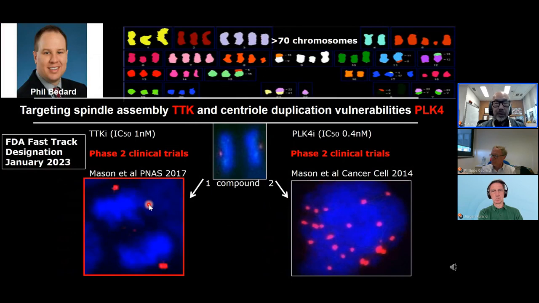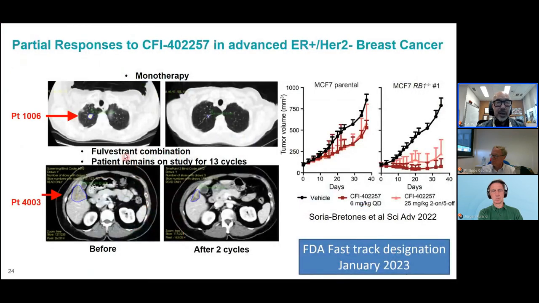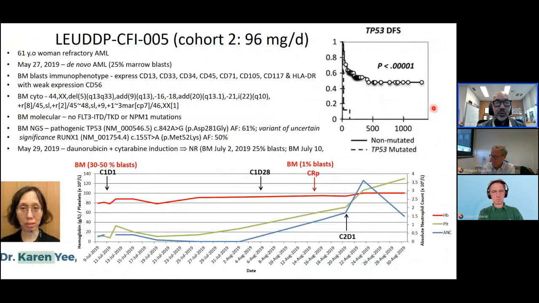and this one is a spindle assembly checkpoint inhibitor. As you can see here, some of these represent some activities found in monotherapy in ER-positive HER2-negative breast cancer. As you can see here, after 13 cycles or after 2 cycles, you can actually see some activities that are notable. And the biomarkers appear to be one of them is the RB deletion. Now, why I am introducing this to you is that it also has some leukemia and lymphoma activity.